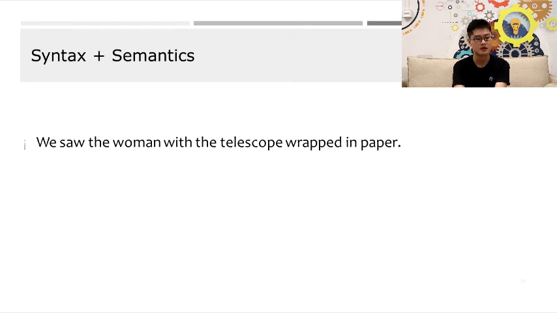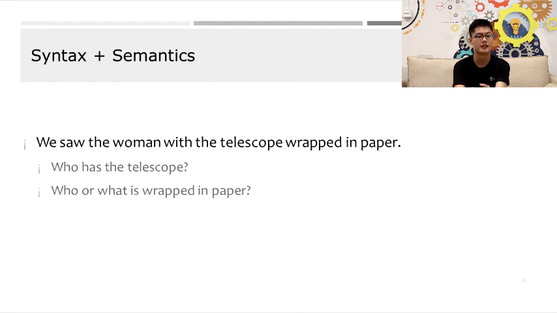We saw the woman with the telescope wrapped in paper. So who has the telescope? We, or the woman? Who or what is wrapped in the paper? We, the woman, or the telescope?